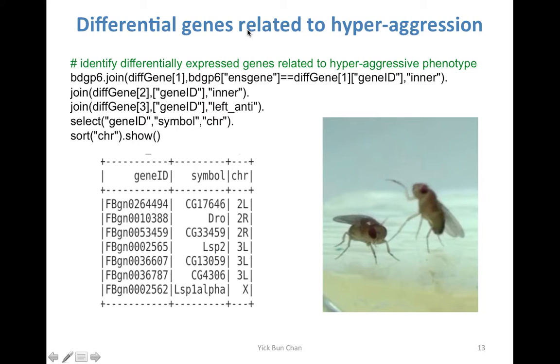To avoid the effect of temperature shift, I removed genes that also exist in the Cantonese 25 versus Cantonese 19 degrees Celsius dataset. This gives me a total of 7 genes that are related to the hyperaggressive phenotype.